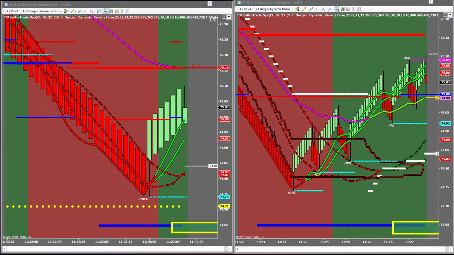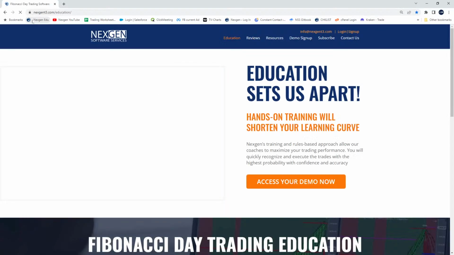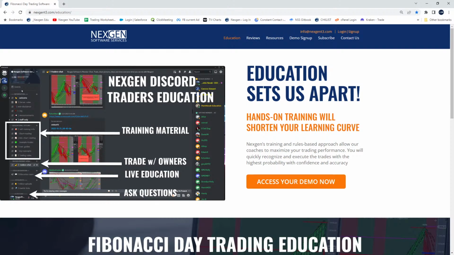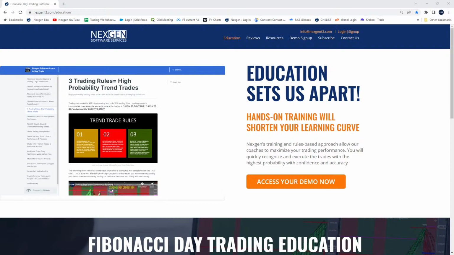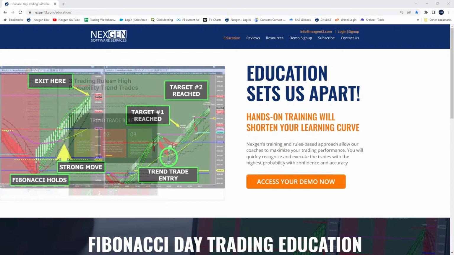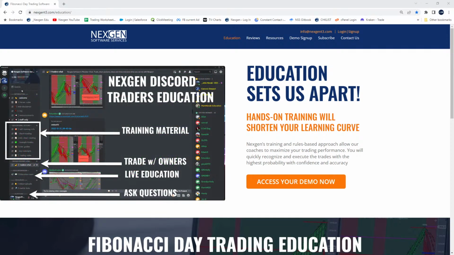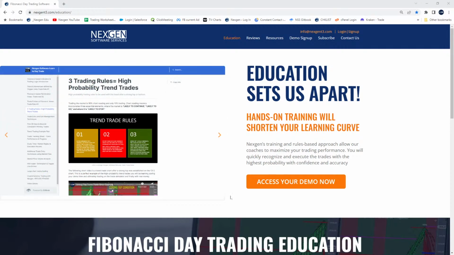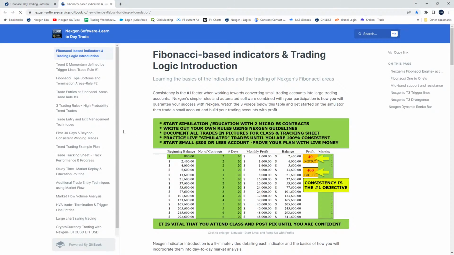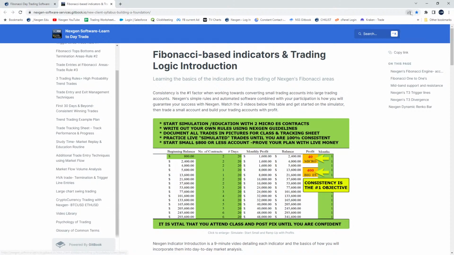If I could go straight to the continuation rules in the trading plan, that would be really cool. Let me see. I could probably have a better chance of doing it on the... It's weird. I don't even know if I have that in here.